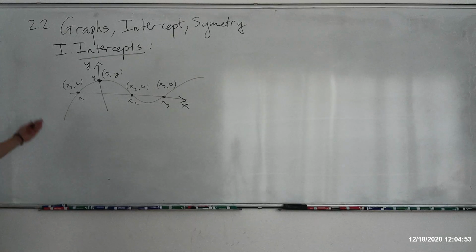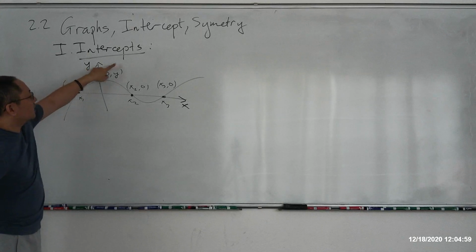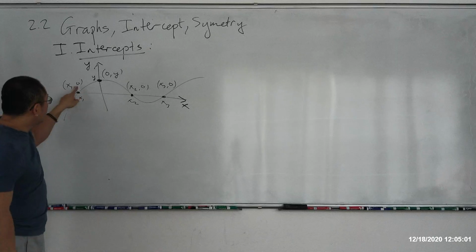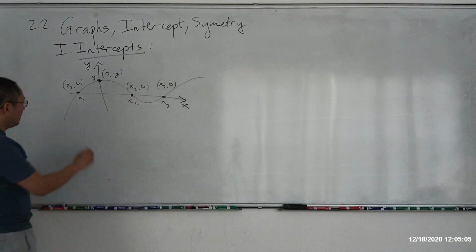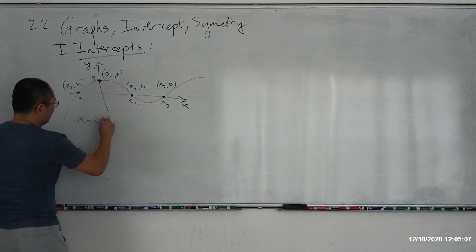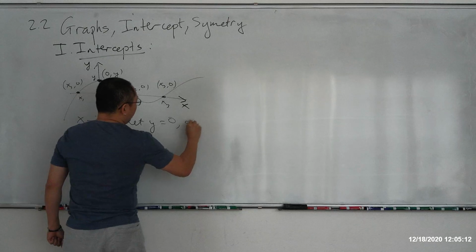So let's get a hint of how to find an intercept. For the y-intercept, you let x equal 0 and solve for y. For the x-intercept, you see all the y components are 0. So you let y equal 0 and solve for x. So for the x-intercept, let y equal 0, then solve for x.